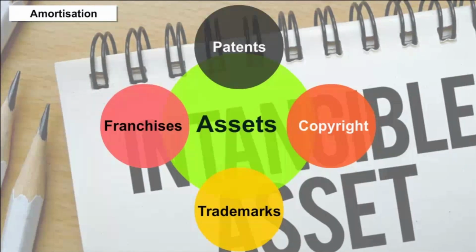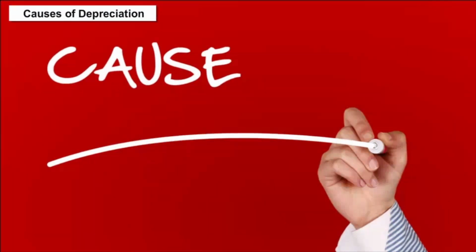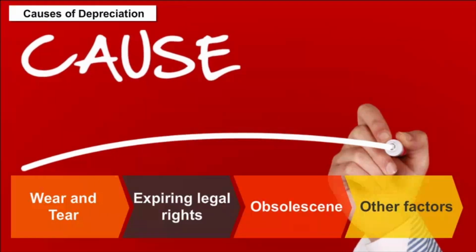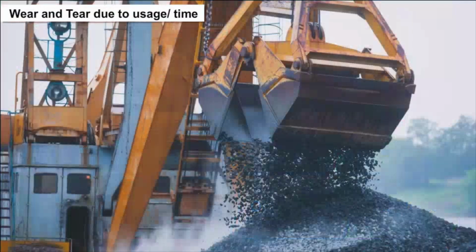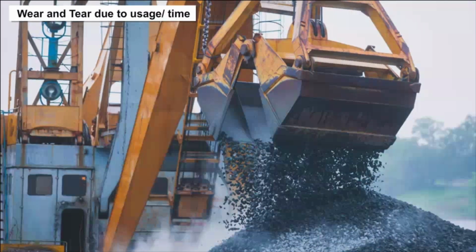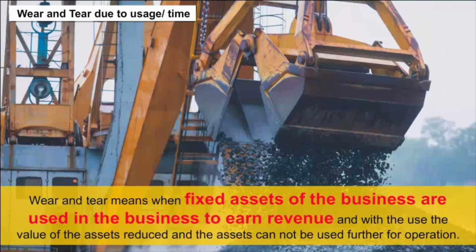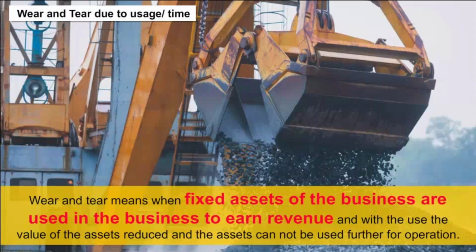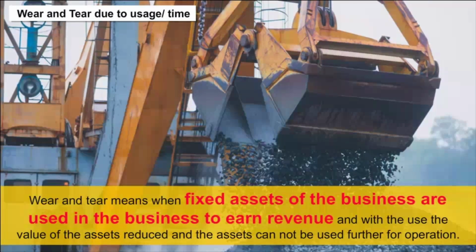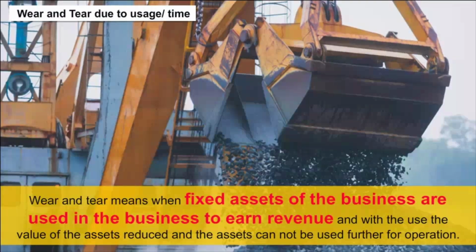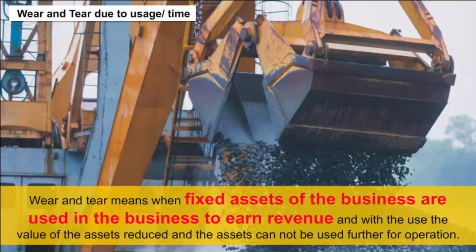Causes of depreciation. There are various reasons due to which we charge depreciation. Wear and tear due to usage or time. Wear and tear means when fixed assets of the business are used in the business to earn revenue, and with the use the value of the assets is reduced and the assets cannot be used further for operation.